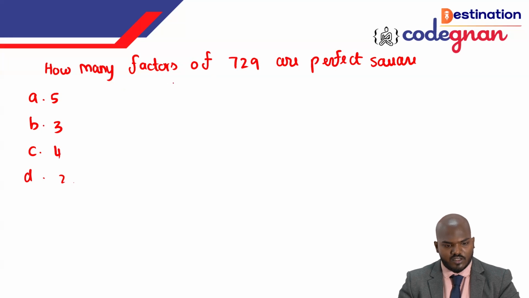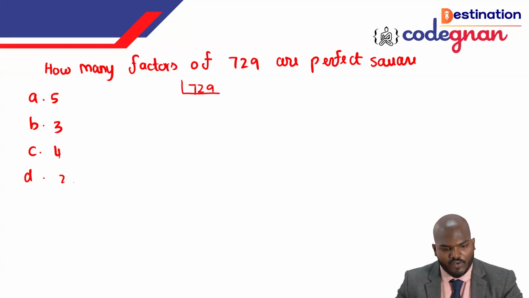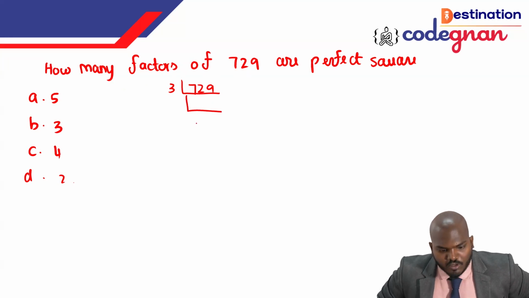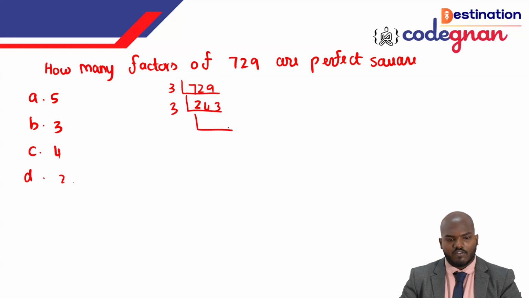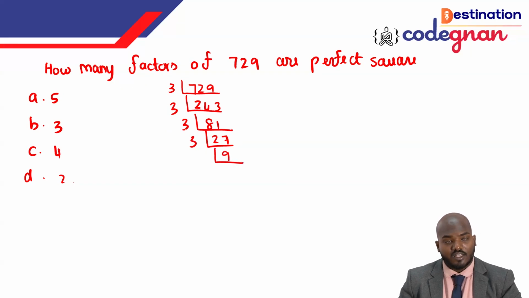I don't have anything else here, so what I'll do is take the LCM like this. You just want to see how many factors are possible. I'm going with 3. 3 times something gives 243. Again, if I do this, it will give 81. Again, it will give me 27. Again, it will give me 9, which is 3 times 3. And again, it will give you 1.